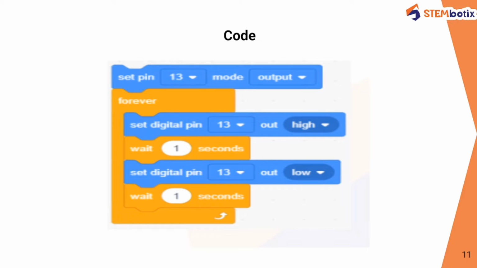Then we need to turn off the LED, so it seems like the LED is blinking. We will use set digital pin 13, output is low, and again we put the block of a delay, which is a wait 1 second.